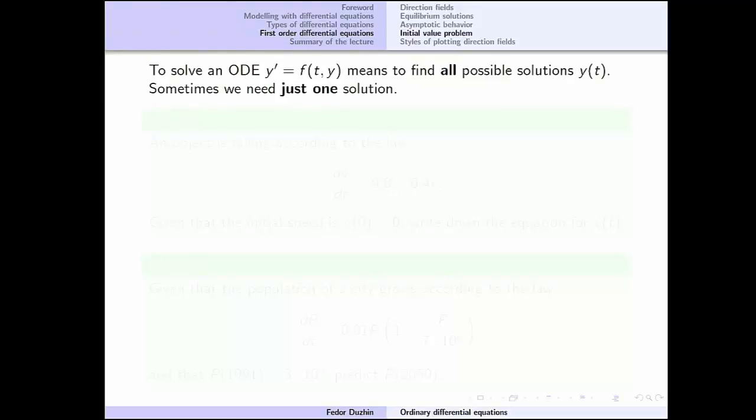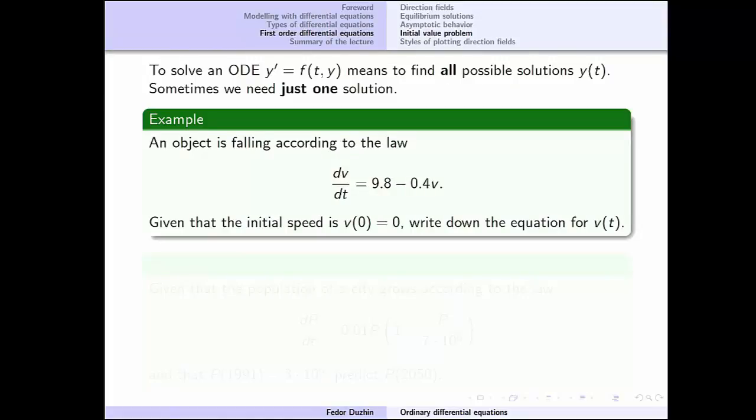Recall that to solve an ODE means to find all its solutions, right? So the verb to solve means that you have to find all solutions, and there are infinitely many. So let me emphasize it, that there are infinitely many. There are always infinitely many solutions of a differential equation. But very often you don't need to know infinitely many solutions, so instead you need to find a particular solution, right?